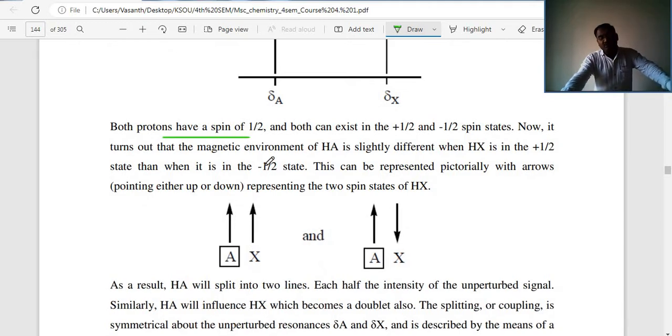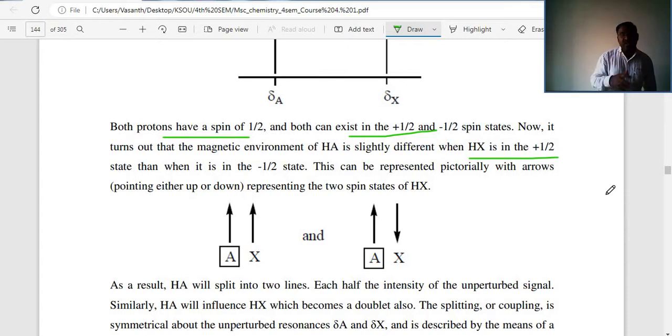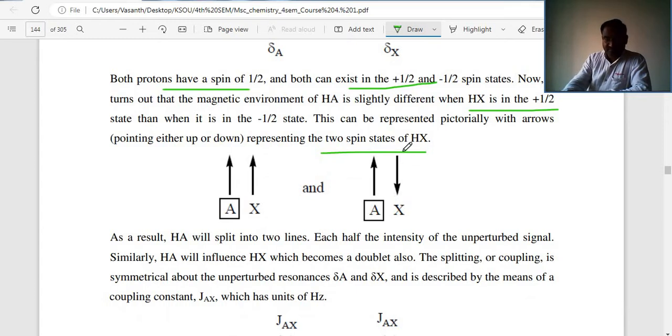Here both the protons have spin half and can exist in the plus half and minus half states. Now it turns out that the magnetic moment or environment of HA is slightly different than HX in the plus half state than when it is in the minus half state. This can be represented pictorially with arrows representing the two half spins like that.